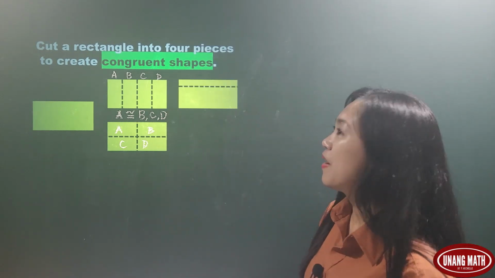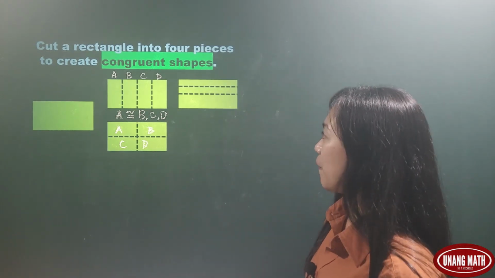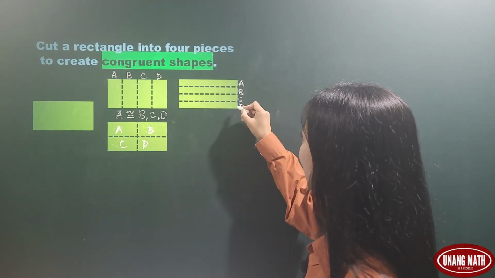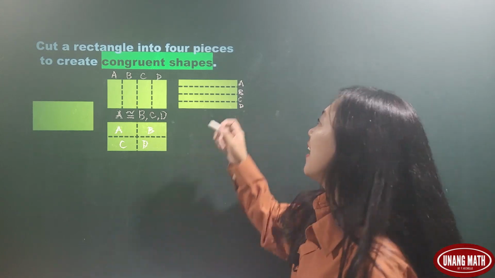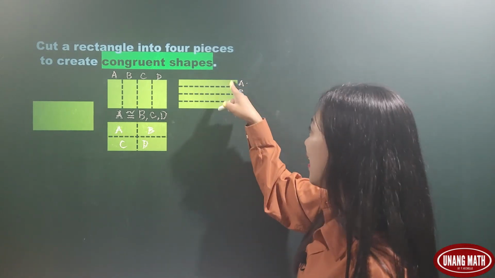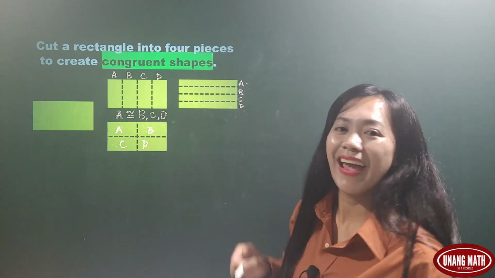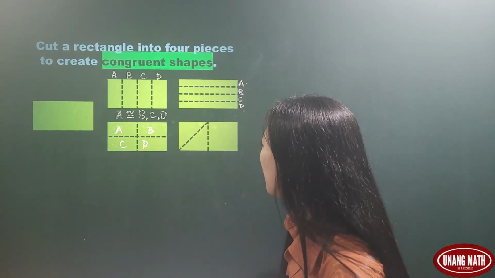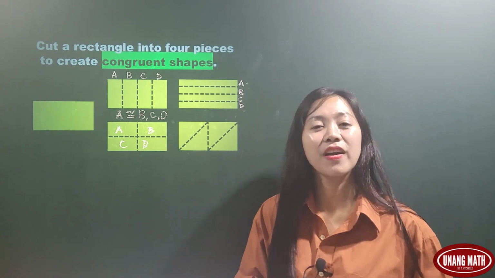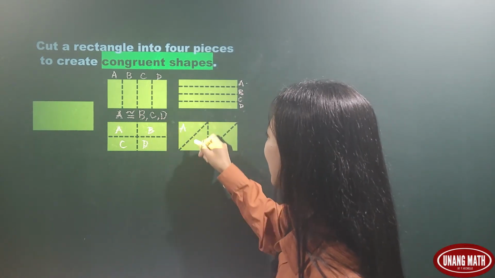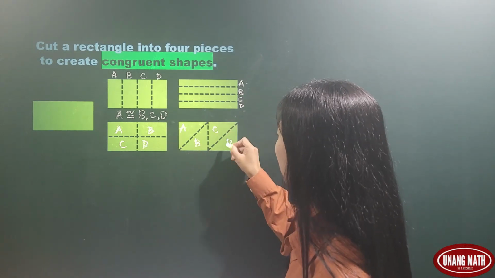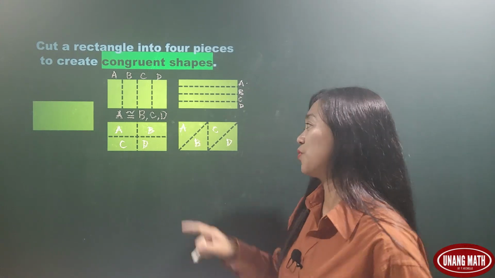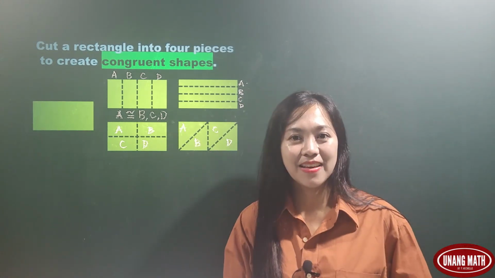Okay, another way, pwede nating i-cut ang rectangle ng ganito. So, we created A, let's say B, C, and D. 4 na shapes. At ang shape na A or ang rectangle A is congruent to B, C, and D. Or, pwede nating i-cut ang rectangle ng ganito and we created 4 triangles. And let's say this is A, B, C, D triangle. Ang A na triangle dito is congruent to B, C, and D.